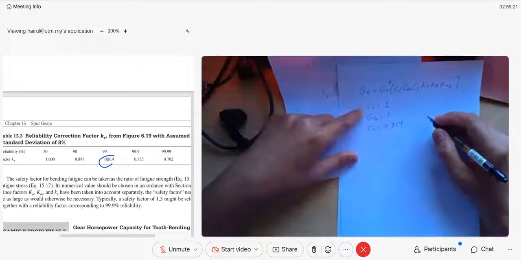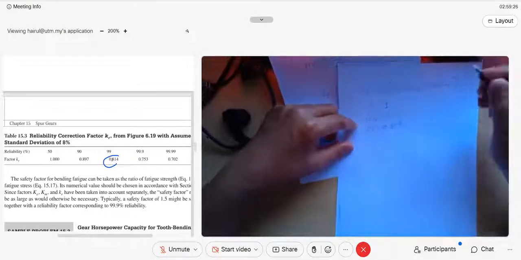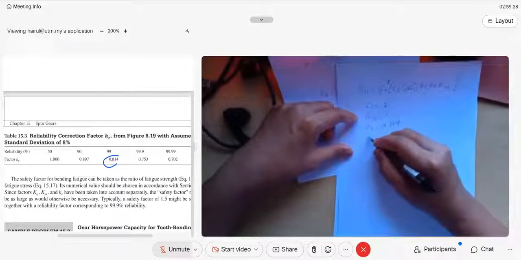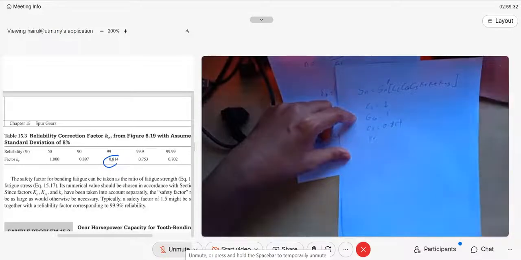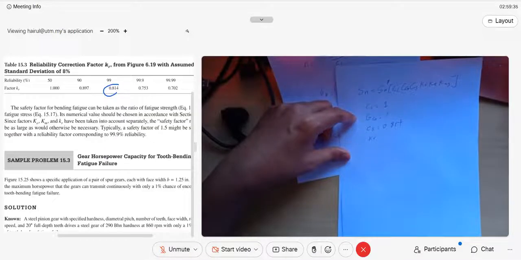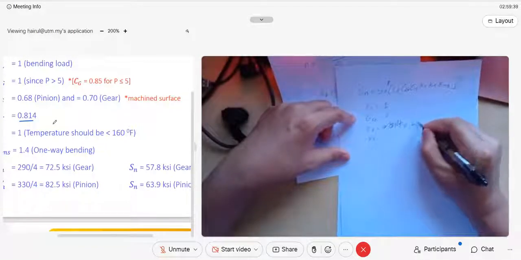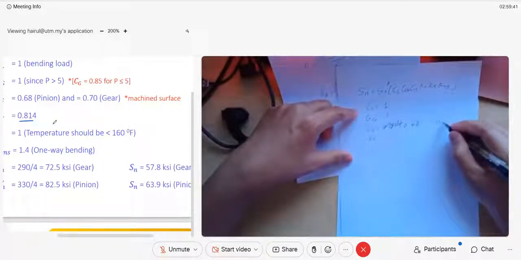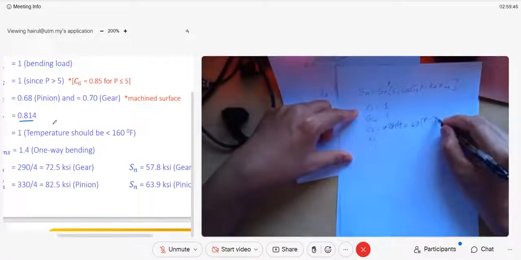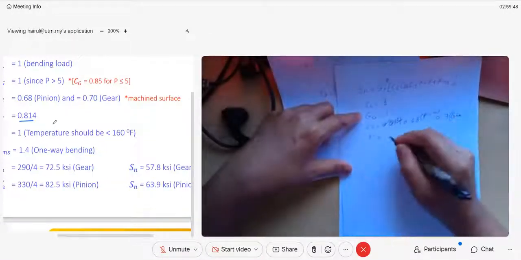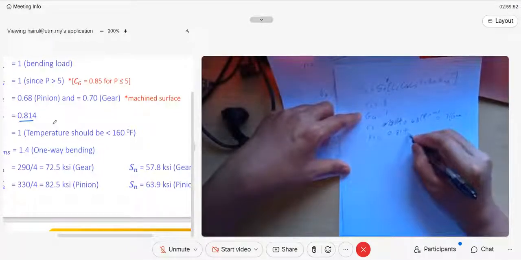Sorry, earlier I wrote CS as 0.84 by mistake. CS is the surface factor. CS is 0.68 just now, for the pinion, and 0.7 for the gear, because gear and pinion are different materials. Your KR is the reliability factor, because 99%, from table 15.3 it is 0.814.